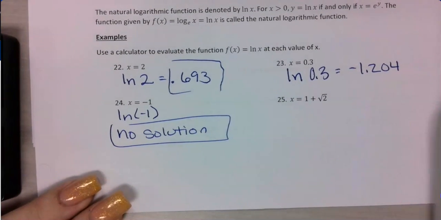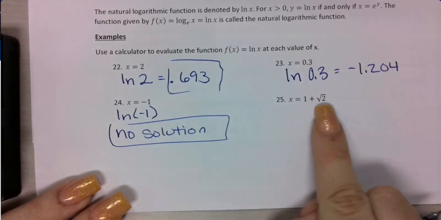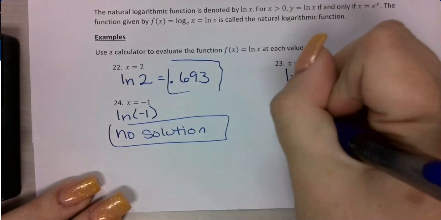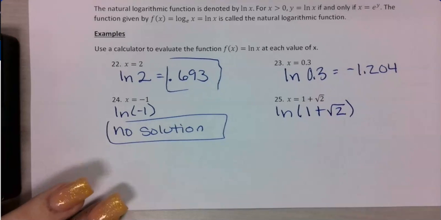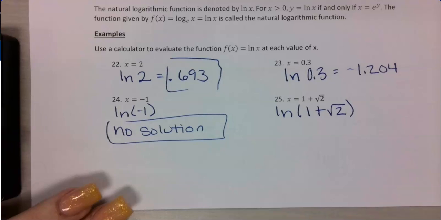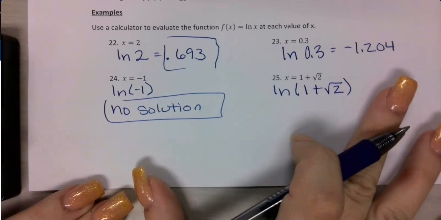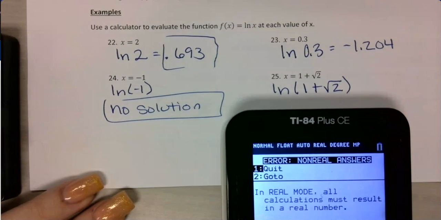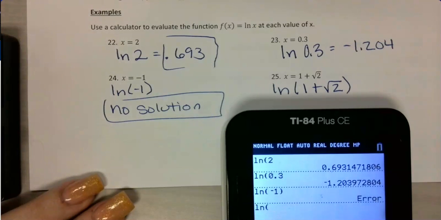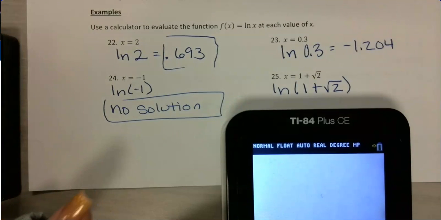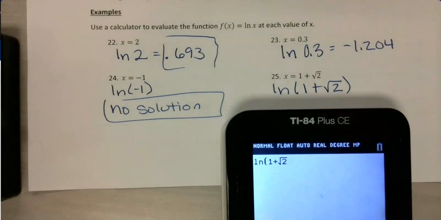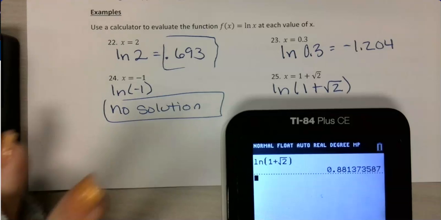And then for 25, because I have multiple things that are being added together, I want to write this in parentheses, so I'm going to have 1 plus the square root of 2, and then close off my parentheses when I type that in the calculator. So like this, and then I press enter, which gives me 0.881.